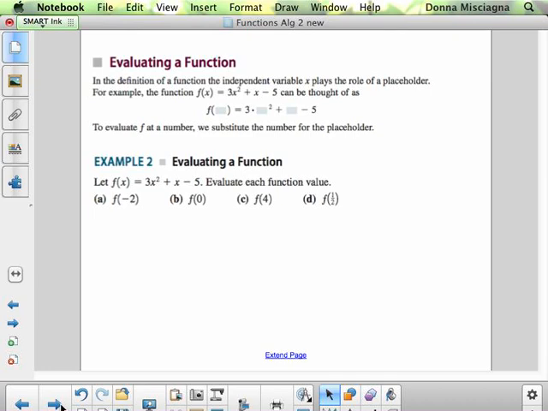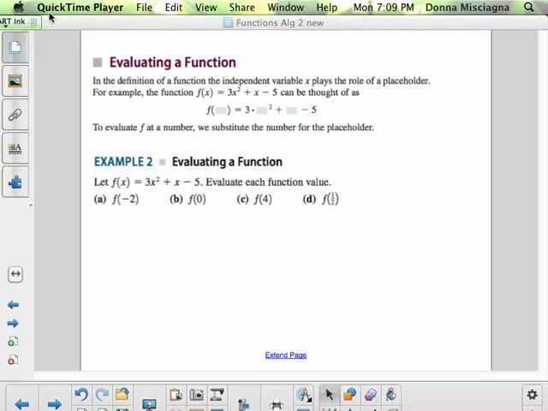I have a recording box there. It keeps blocking when I'm reading. In the definition of a function, the independent variable x plays the role of a placeholder. For example, the function f of x equals 3x squared plus x minus 5 can be thought of as f of blank equals 3 times blank squared plus blank minus 5. What goes in the blank? Well, whatever number we want, right? Whatever we want to evaluate. So here we're going to find f of negative 2, f of 0, f of 4, and f of 1/2. And when we are evaluating a function, we plug in the value for the variable and simplify. Right? So let's go ahead and try these.